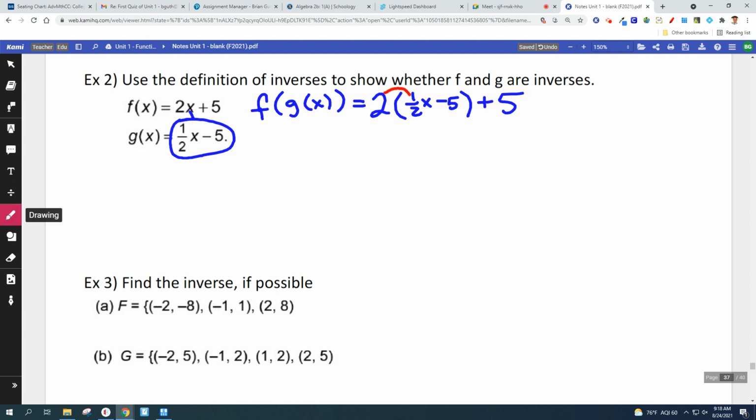So if I distribute here, 2 times 1/2 x is x. So far, so good. 2 times minus 5 is minus 10, and plus this 5. Like terms, I get x minus 5 here. All right, so I can tell right now that this is not going to work. The definition of the inverses says that I was supposed to get x. All of the numbers cancel out, and I'm just left with x. That doesn't happen. So I can tell right now I don't have inverses.